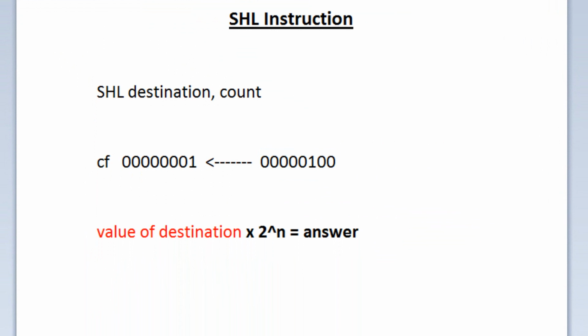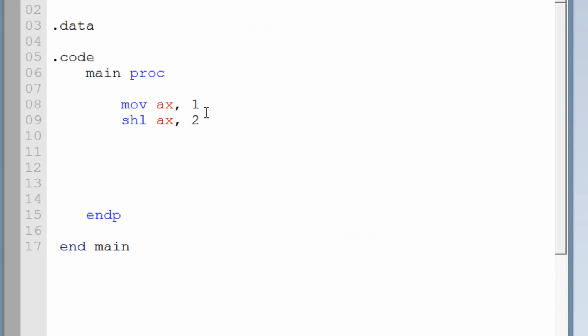Let's test it out in the program. If we use a count of 2 and our destination has a value of 1, the answer should be 4. The value times 2 to the n gives us our answer, n being the count. So with a count of 2, 1 times 2 to the second power, 2 times 2 is 4, so 1 times 4 is 4. That's how we got our answer. Let's test it out here. Again, we changed a count of 1 to a count of 2.